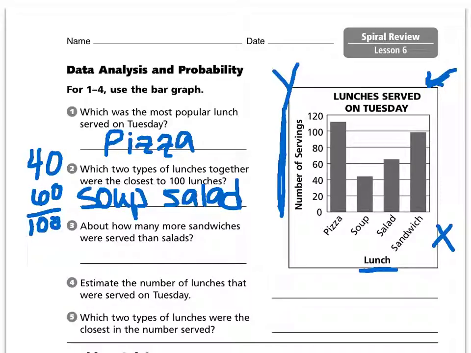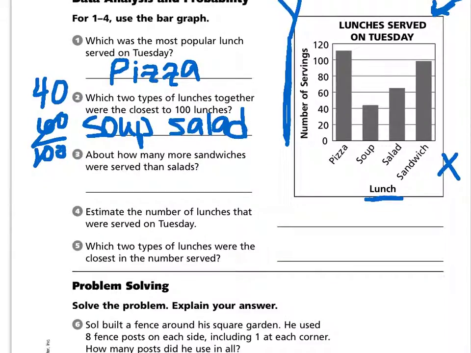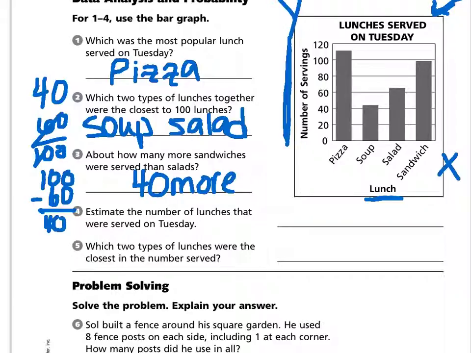Number 3, about how many more sandwiches were served than salad? I know that looking at the graph, there's about 100 sandwiches served. And I know that looking at the graph, there's about 60 salads served. So using this estimation, I can see that there's about 40 more sandwiches than there are salads.